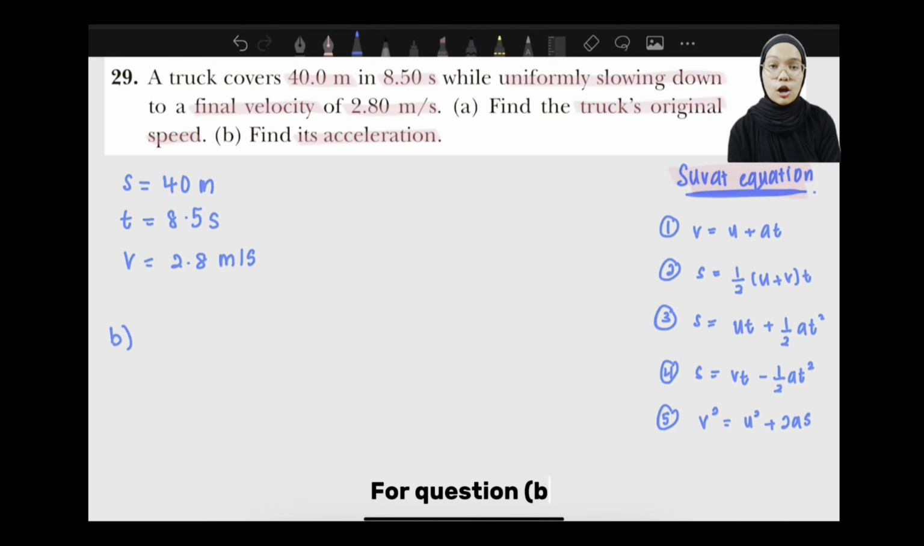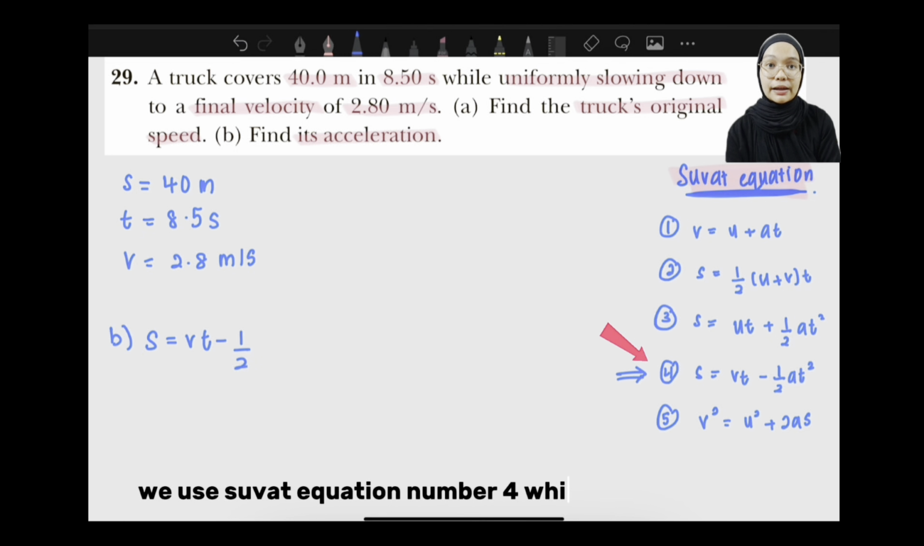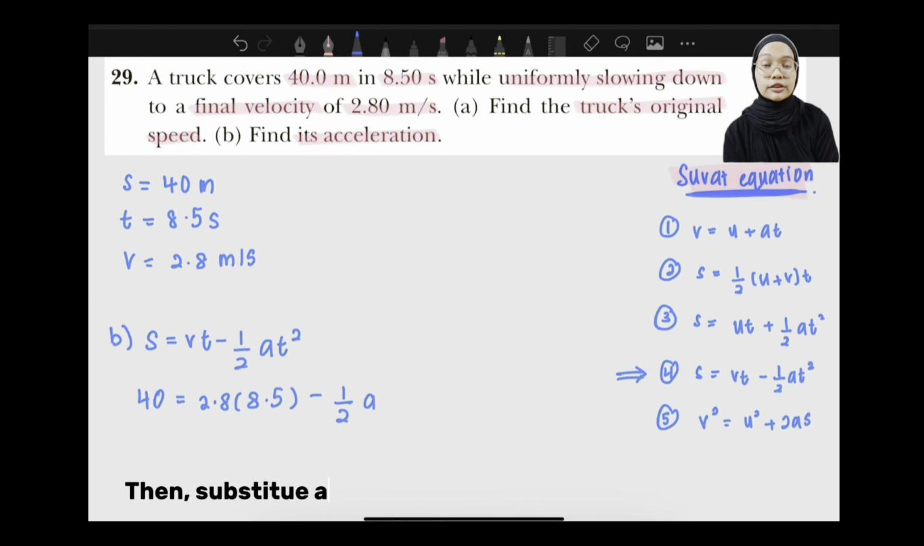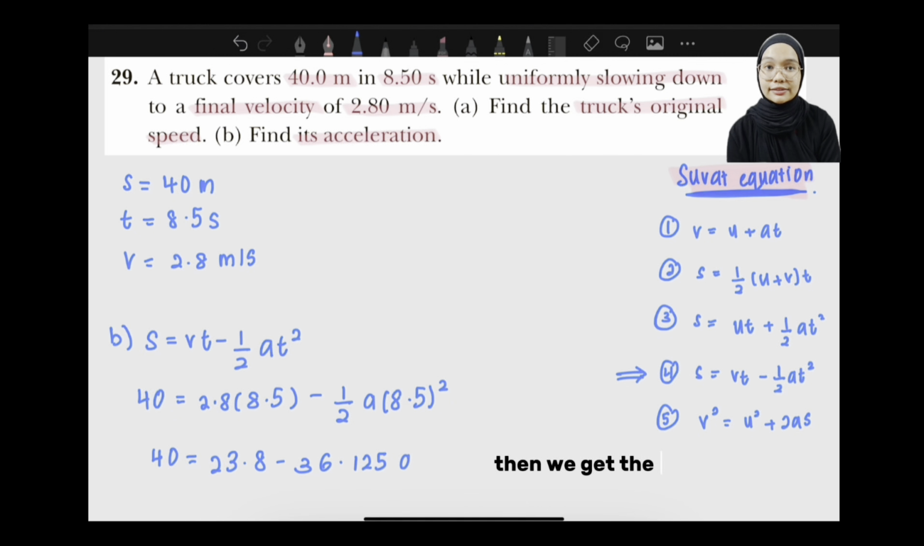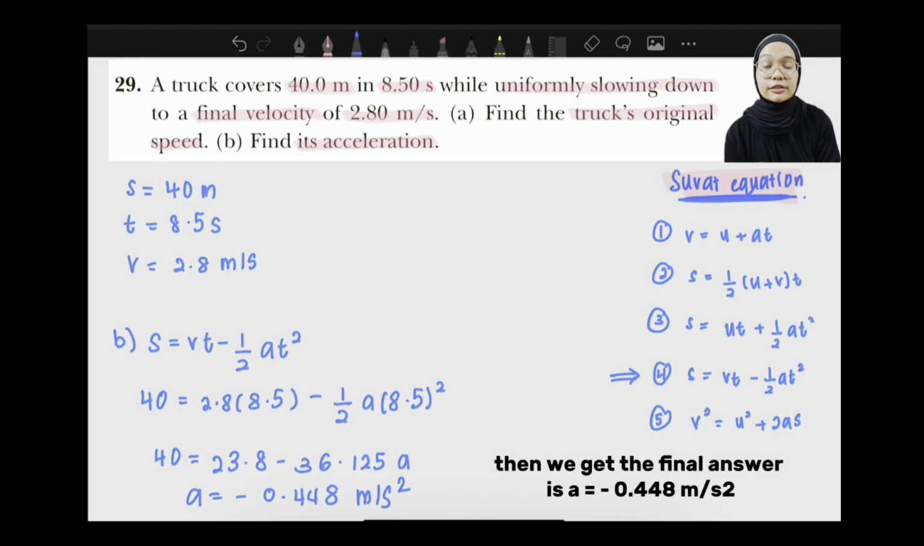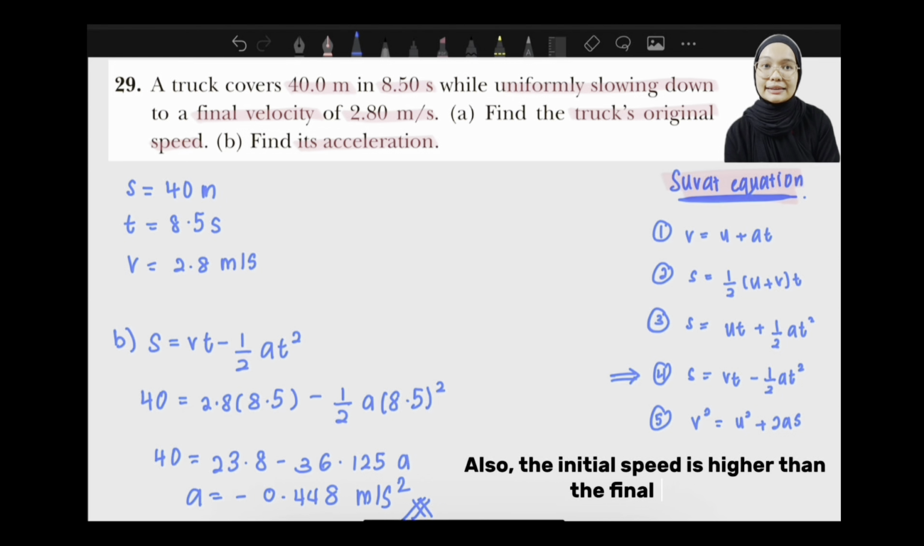For question B, we use SUVAT equation number 4, which is s = vt - 1/2 at². Then substitute all the given information into the formula. Then we get the final answer: a = -0.448 meters per second squared. Notice that the acceleration is negative, which confirms the truck is decelerating. Also, the initial speed is higher than the final speed, which matches the situation described.